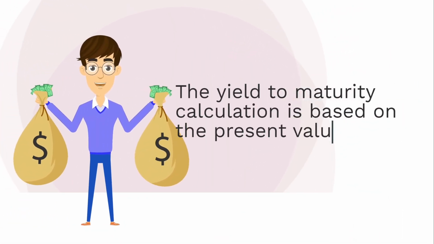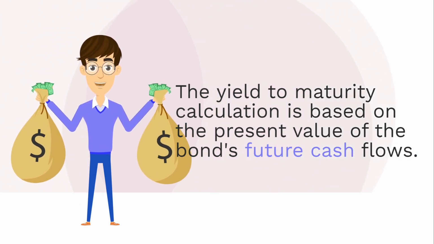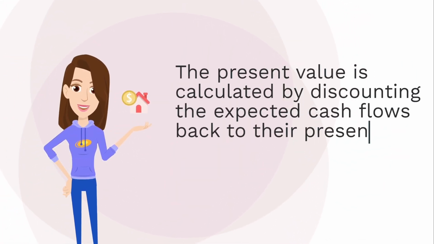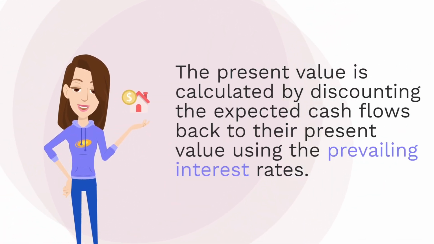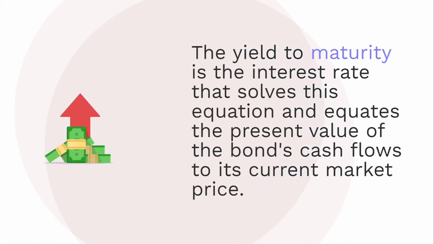The yield to maturity calculation is based on the present value of the bond's future cash flows. The present value is calculated by discounting the expected cash flows back to their present value using the prevailing interest rates. The yield to maturity is the interest rate that solves this equation and equates the present value of the bond's cash flows to its current market price.